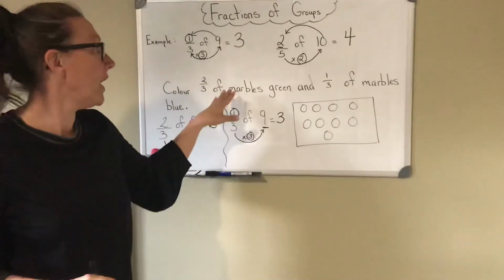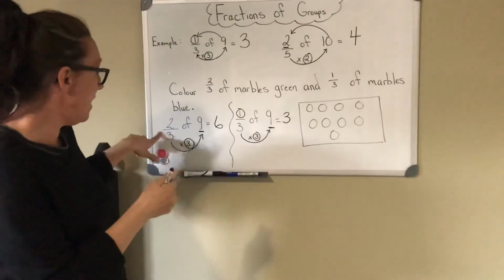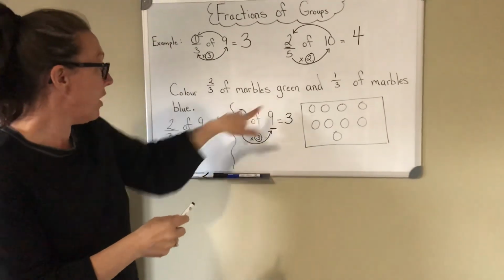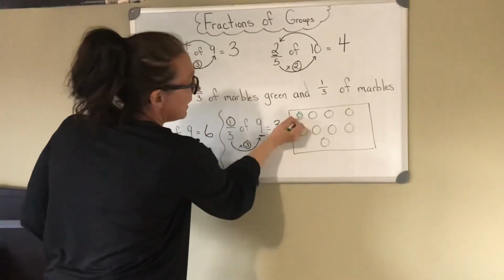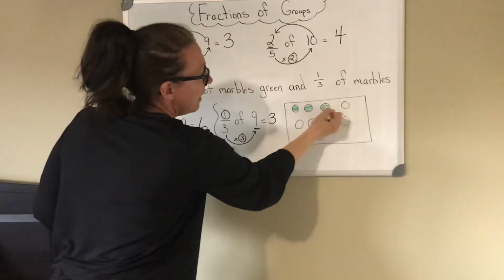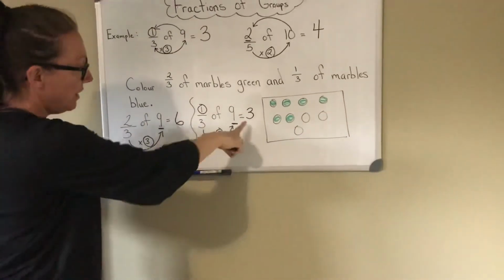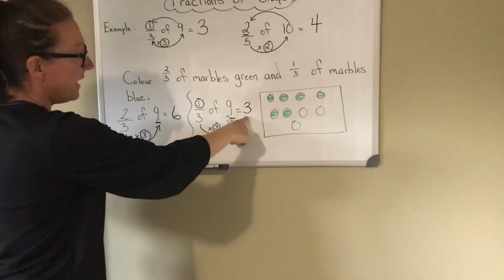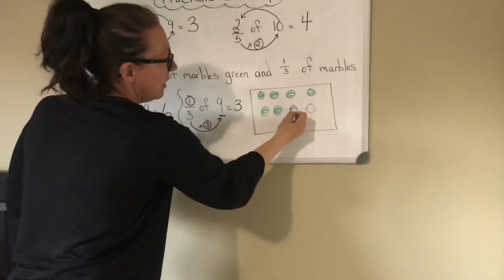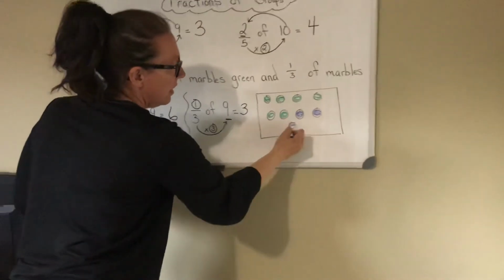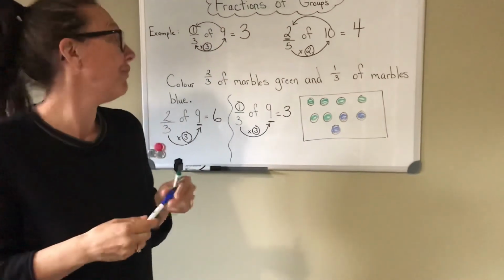Now I know what I have to color in my picture. So 2/3 of 9 of the marbles will be 6. So 6 of them should be colored in green. And 3 of them, or 1/3 of 9, so 3 of them should be colored in blue. And there you have it. That's how you find out fractions of groups.